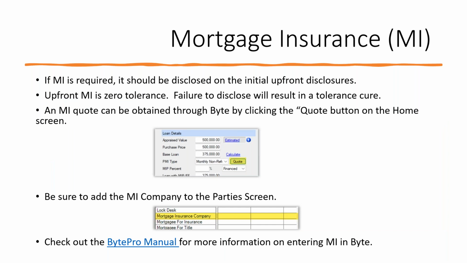If MI is required, it should be disclosed on the initial upfront disclosures. Upfront MI is zero tolerance. Failure to disclose will result in a tolerance cure. An MI quote can be obtained through Byte by clicking the quote button on the home screen. Be sure to add the MI company to the party screen. And check out the ByPro manual for more information on how to enter MI in Byte.